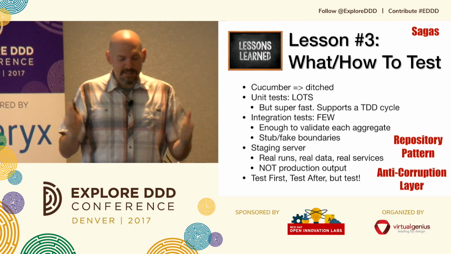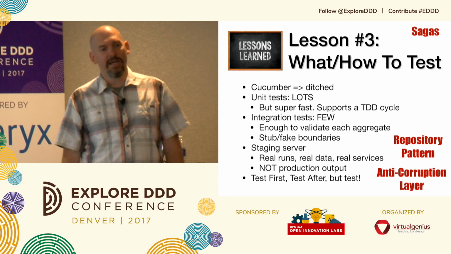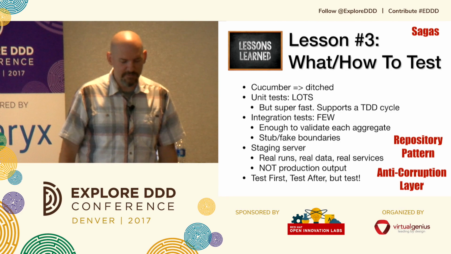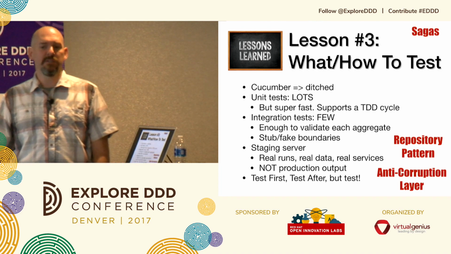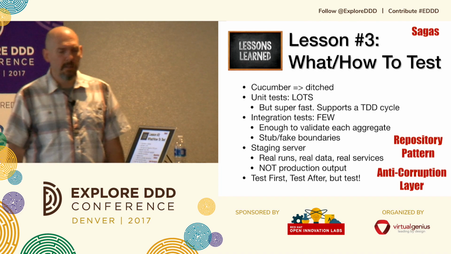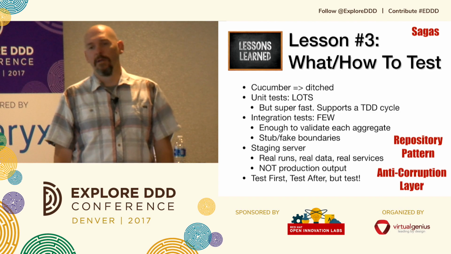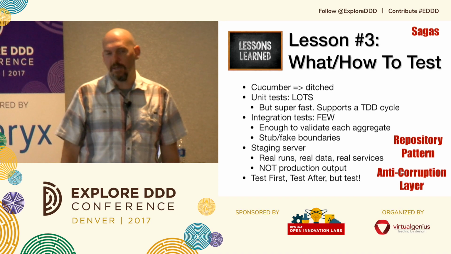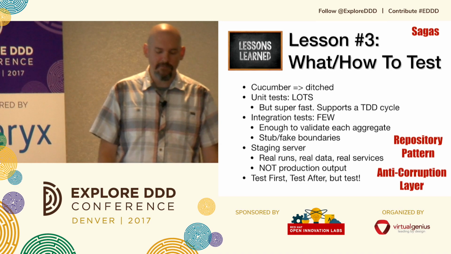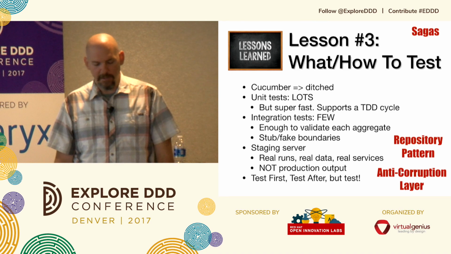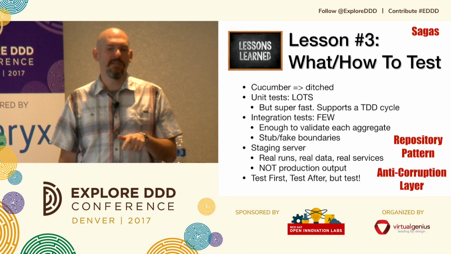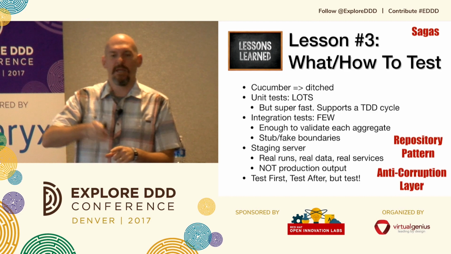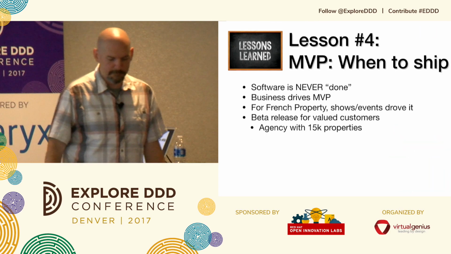Lesson number 3, how to test. I talked a little bit about this. Lots of unit tests. They need to be really fast, but each of these steps was easy to test because they were so well defined and so small. A few integration tests, mostly just happy paths. The value of a staging environment is you can do a lot of live testing via that. And then sometimes test first, other times test after, but always test. The repository pattern really helped in testing these services because I could stub my boundary for unit tests, and then I could stub one level up for integration tests.